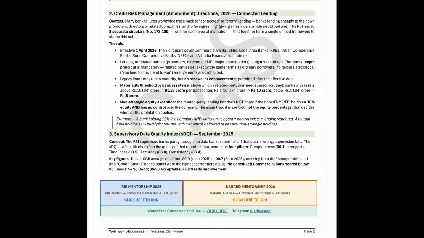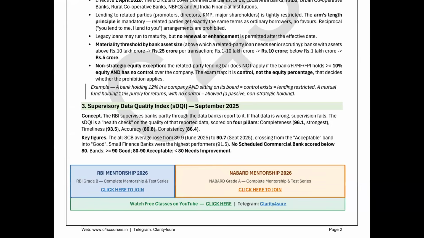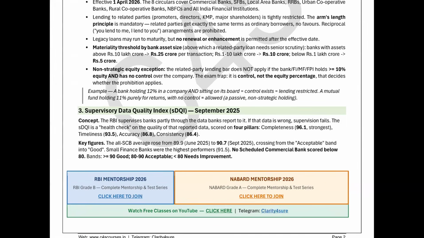Right, it is clear. This is very important because it has been shown multiple times in the newspaper, that is the Supervisory Data Quality Index, SDQI, September 2025. So what is it telling about it? Please have a look. ये क्या बता रहे हैं? Please tell me what it is telling about it. Please try to tell me.